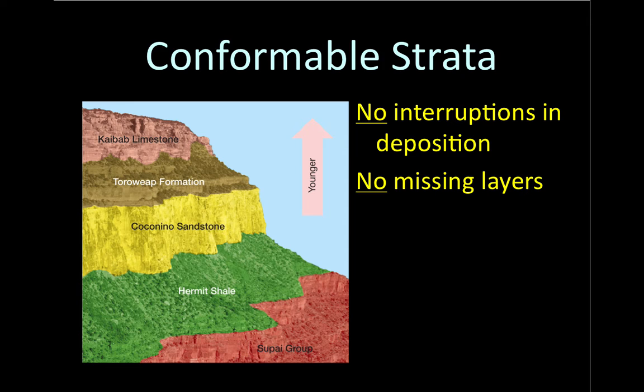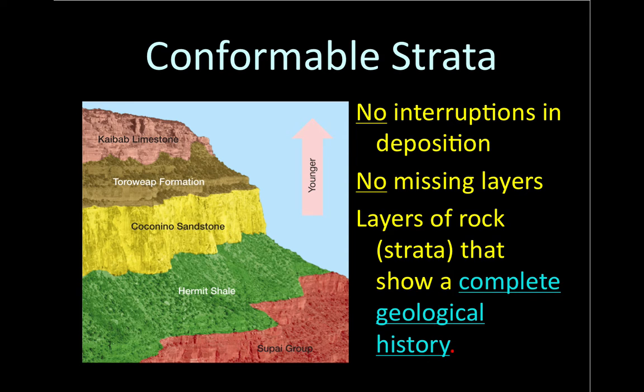Now there's a very big assumption with this, and that is that the rate of sedimentation is constant. And so we would have to run some experiments to see how sedimentation rates might vary in a particular place. And likewise, we would also have to consider that there could also be interruptions in deposition of sediments. Sediments could have been deposited, but then they've eroded away, and in that case we would not have conformable strata. So conformable strata are basically layers of rock strata that show a complete geological history.